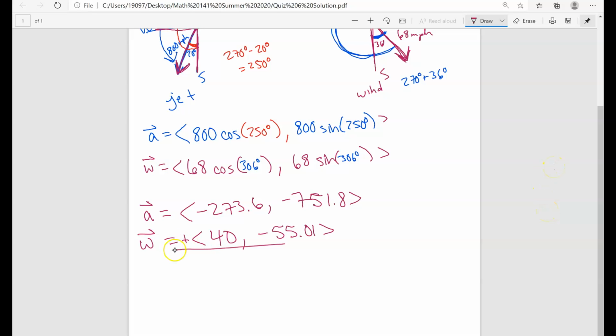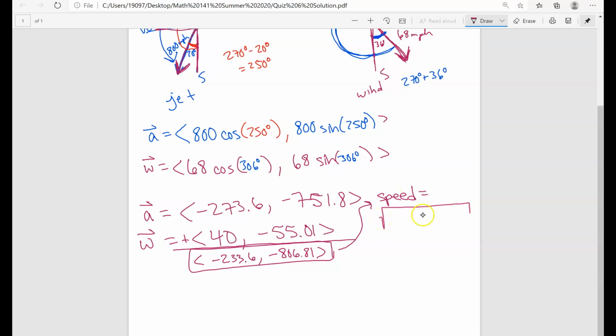So all we got to do is just add these guys up. When I add this up, I'm going to end up getting negative 233.6 and then negative 806.81. Now remember that this is not what I want, because what I want is the speed. And the speed is just going to be equal to the square root of the sum of squares: negative 233.6 squared plus negative 806.81 squared. So I'm squaring that, adding them and taking the square root. And what you end up getting is about 840 miles per hour.